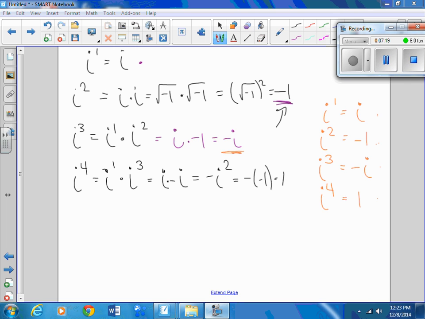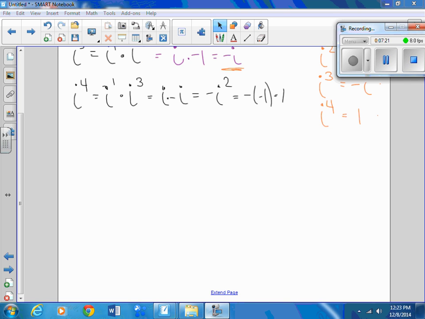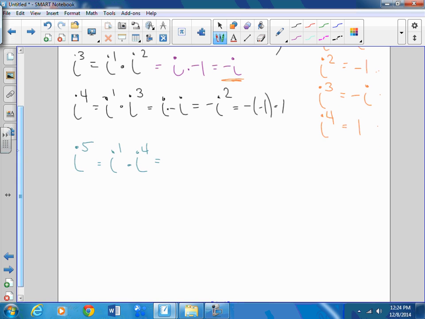Okay, now I'm going to extend my page a little bit, and we're going to do i to the fifth. I'll do that in blue. So I've got i to the fifth. And isn't i to the fifth just going to be i to the first times i to the fourth? And i to the first was i, and i to the fourth was 1. So i times 1, that's i. So i to the fifth gave me i.